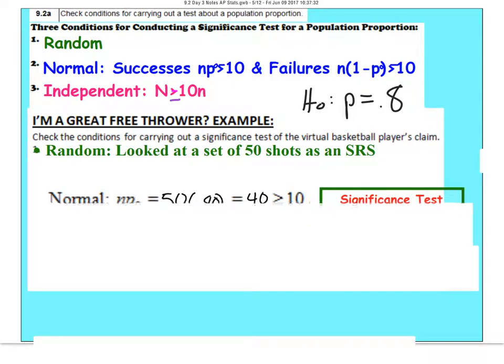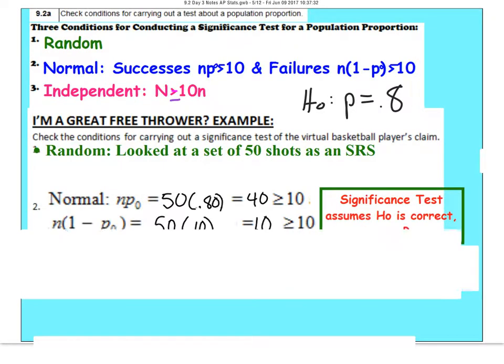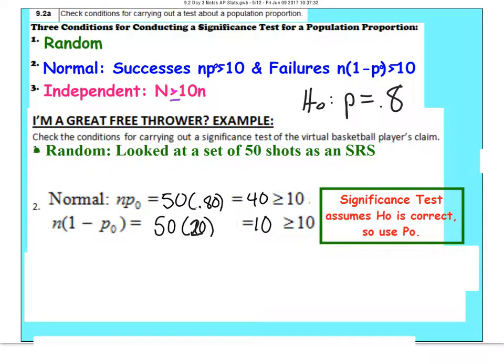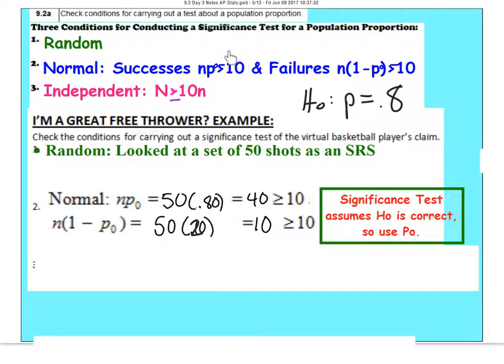For the normalcy test, the first thing we test is that n times p naught, and p naught was 80% in this case, is greater than or equal to 10. Then for the probability of failure, it would be 20% times n, which is greater than or equal to 10, so it just meets that requirement. Now, remember in the confidence interval, the test for normalcy is n times p hat, which is our sample proportion. In a significance test, it assumes that H sub 0, our null hypothesis, is correct. So we use our p naught, or p sub 0, in that case.